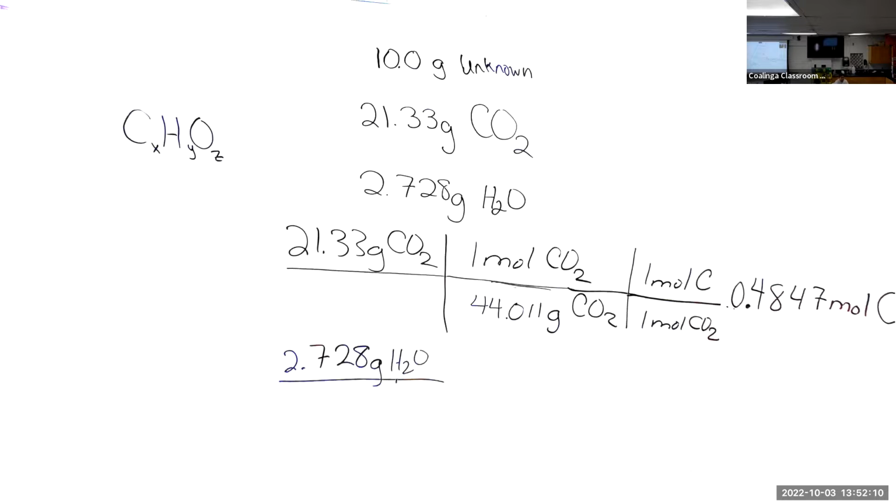Okay, so we do the same thing with water, right? So now we're looking for hydrogen. Starting with grams of water, how would I get to moles of hydrogen? The molar mass of water first. What is the molar mass of water? Calculate. 18.050.